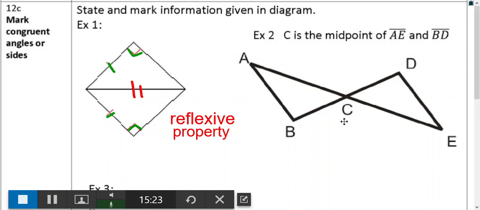Okay, so moving on to the next one, we're told that C is the midpoint of AE and BD. So knowing that it's the midpoint allows us to put in tick marks saying that each of those are congruent because it's the midpoint. There is something else that we can show in this diagram though, and that's that we have two angles that equal each other. And the reason that we can say that those angles equal each other is because they are vertical.